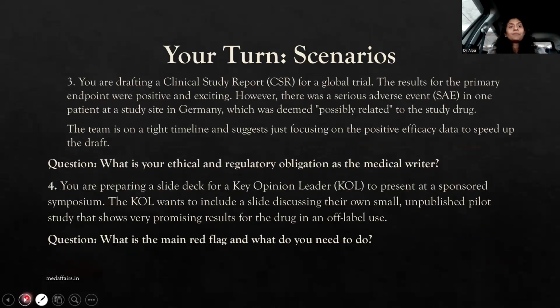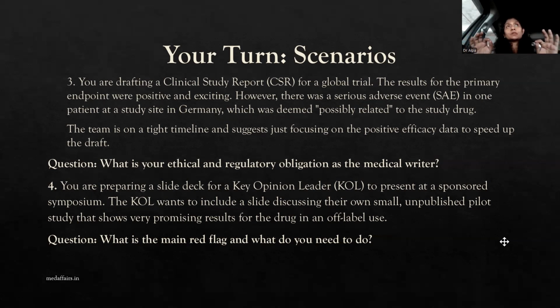Let me check. Yeah. You are drafting a clinical study report for a global trial. The results for the primary endpoint were positive and exciting. However, there was a serious adverse event in one patient at a study site in Germany, which was deemed possibly related to the study drug. So otherwise, the drug under trial showed positive and exciting results, except one adverse event. The team is on a tight timeline, as they usually are, and suggests just focusing on the positive efficacy data to speed up the draft. Can you do this? Certainly not.